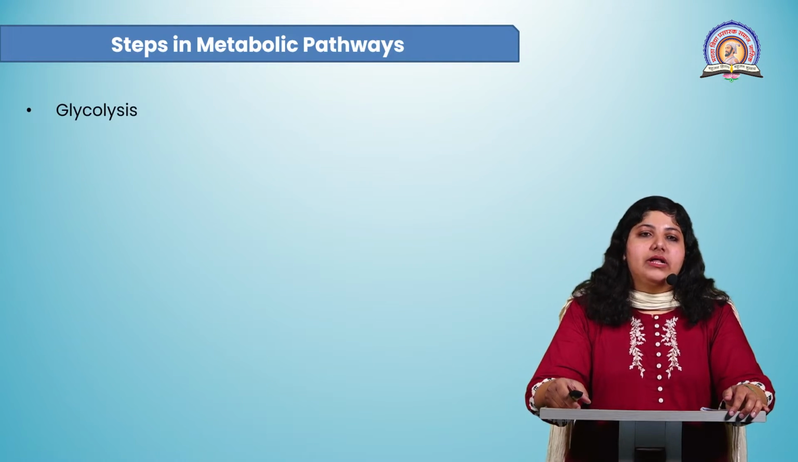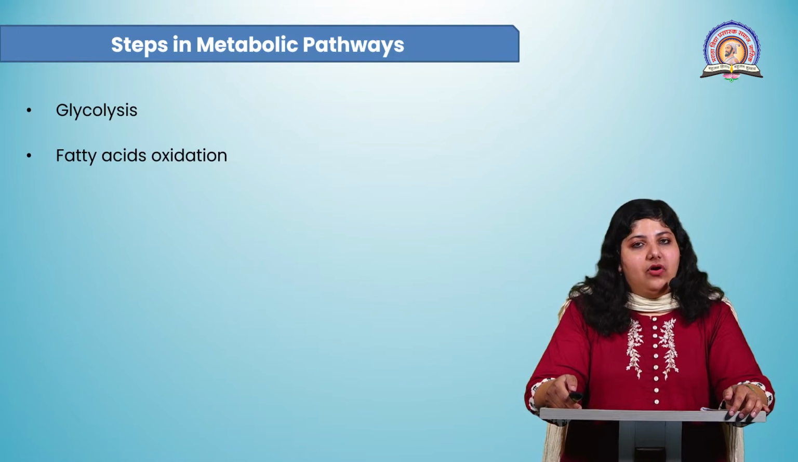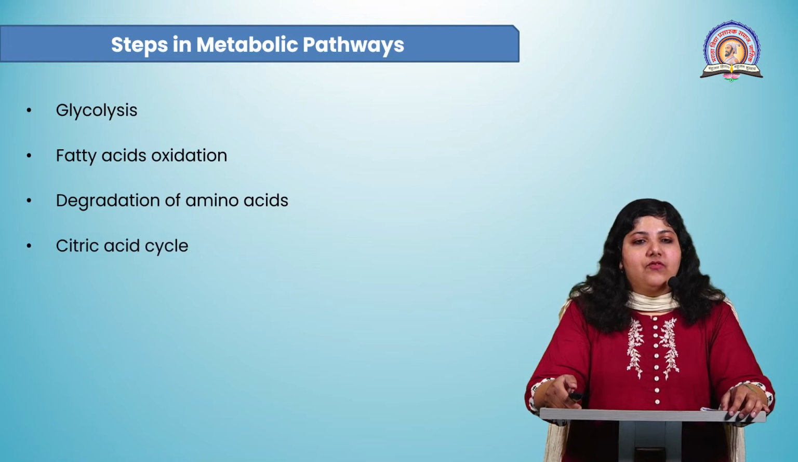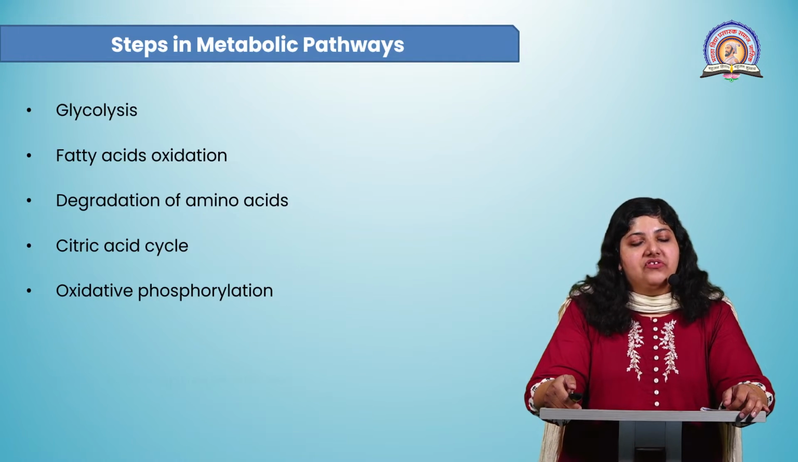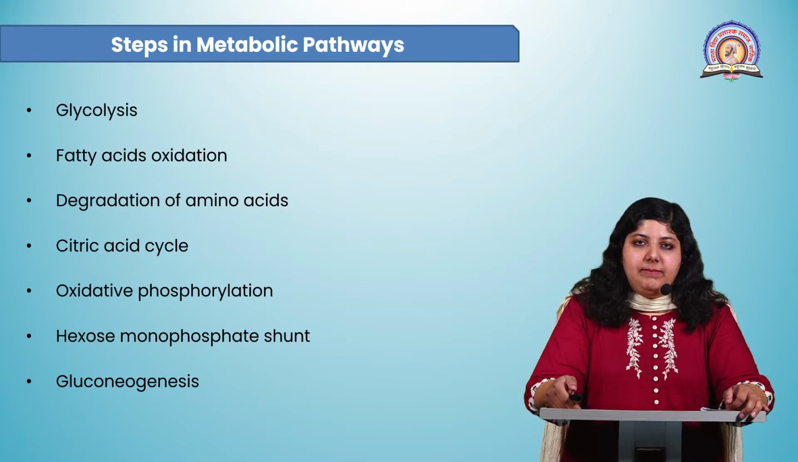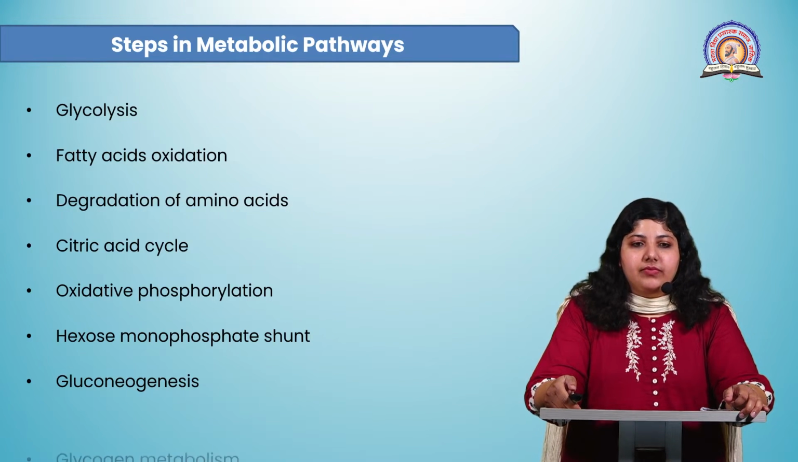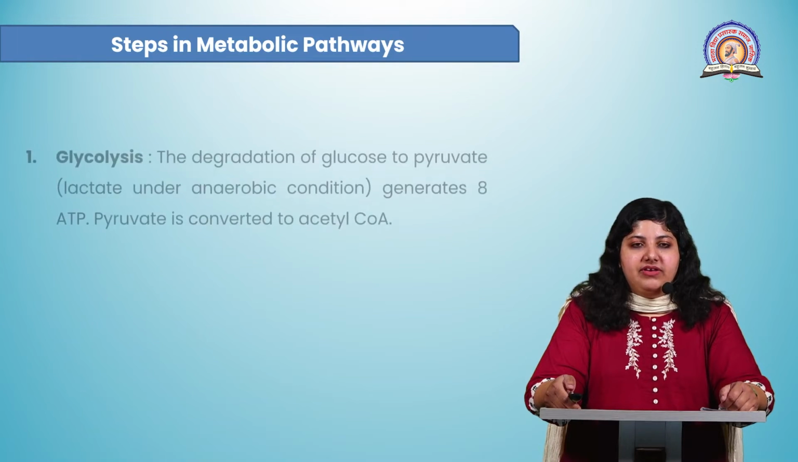Now let us see what are the different steps in metabolic pathways. First one is glycolysis, then is fatty acids oxidation, then is degradation of amino acids. Fourth one is citric acid cycle. Next is oxidative phosphorylation. Next one is hexose monophosphate shunt. The next step in metabolic pathway is gluconeogenesis. And the last one is glycogen metabolism. We will see in brief what are these different steps.